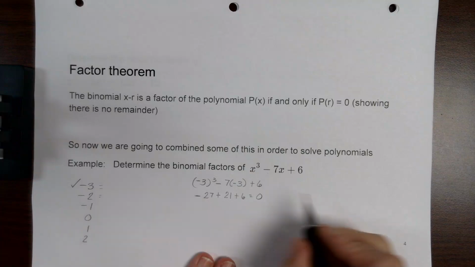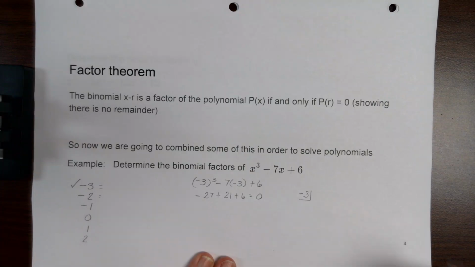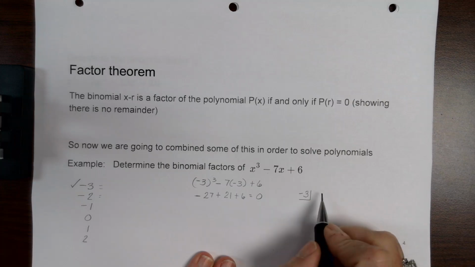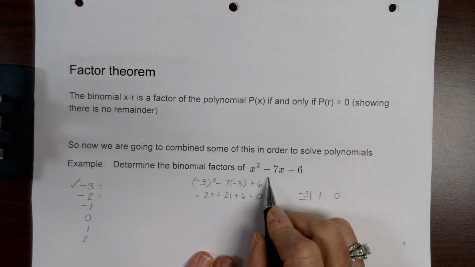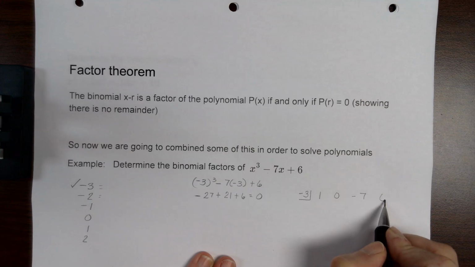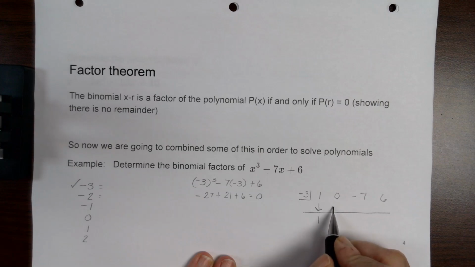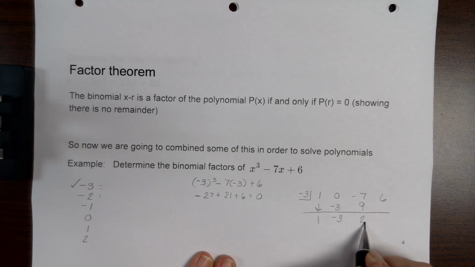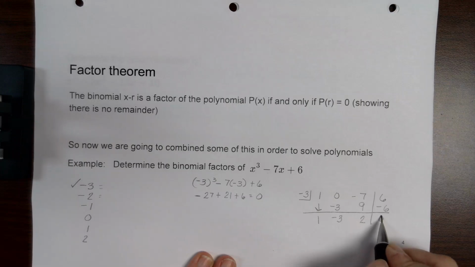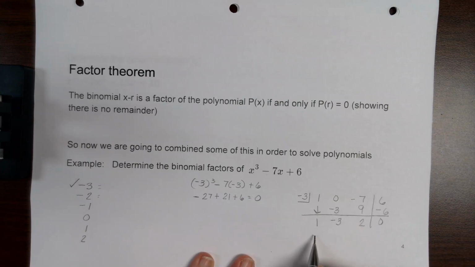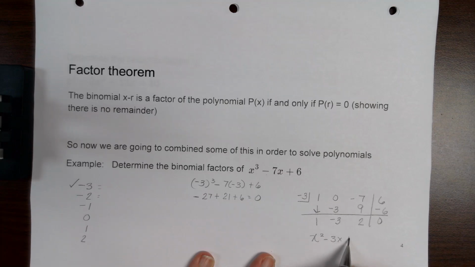So then I'm going to take that, put it in my half a box, and do synthetic division on it. So I've got a 1, I would have a 0 for the x squared, I have a -7, and I have a 6. I'm going to bring the 1 straight down. I'm going to get a 1 here, multiply, place, add, multiply, place, add, and indeed I do get a 0 as my remainder. So now I have x squared minus 3x plus 2. So I have that.